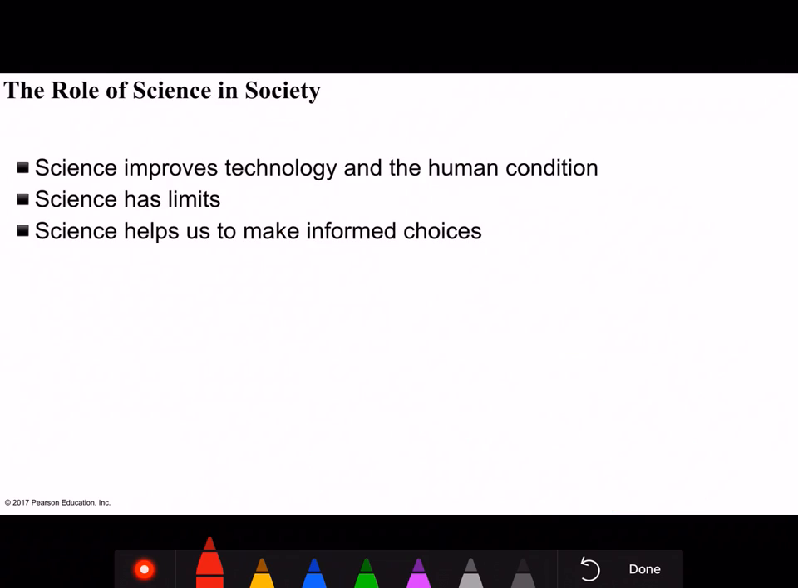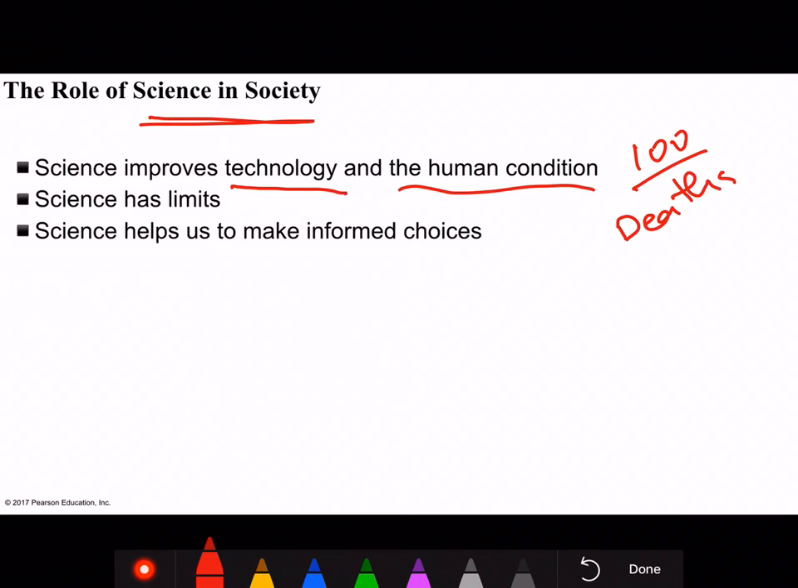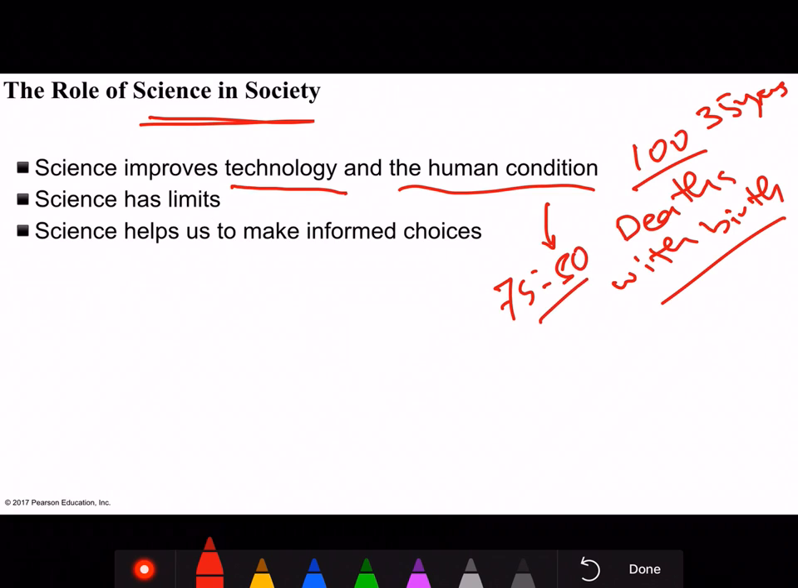Now, why is science important in society? Because it improves technology and improves the human condition. Think 100 years ago. Think of deaths associated with birth. It was extremely high. 100 years ago, the average person would live around 35 years only. Now life expectancy is around 75 to 80 years. That is because of science, which improved technology and improved the human condition.